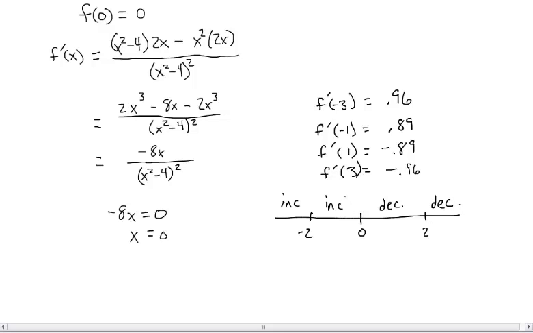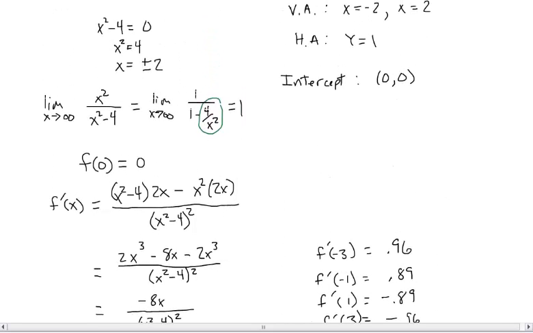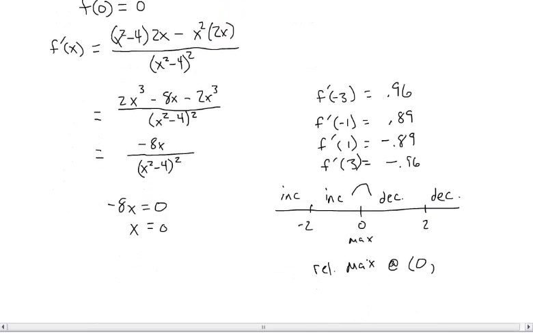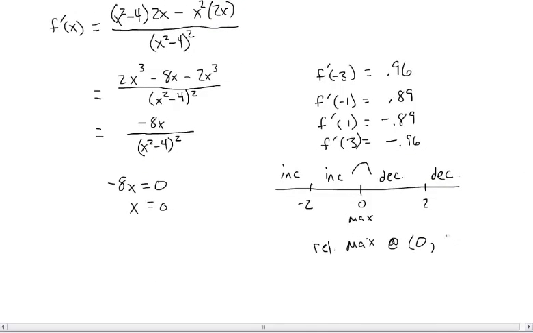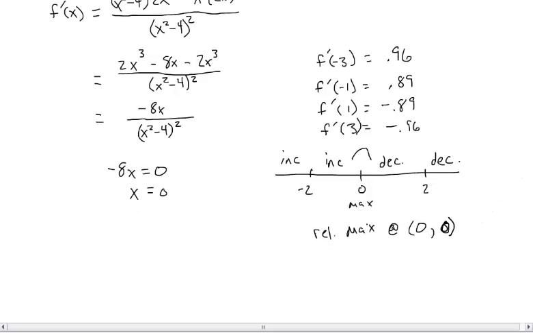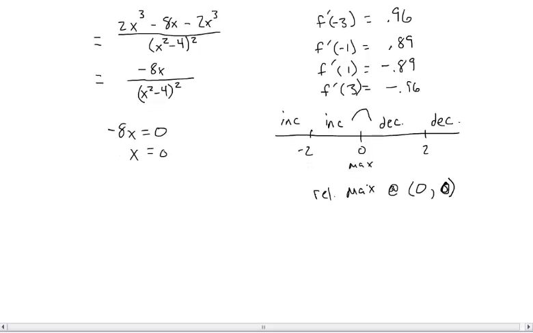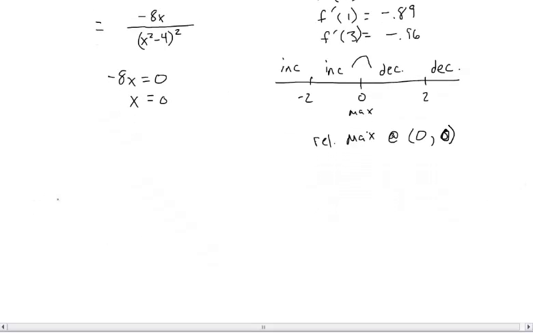So at 0, we're increasing and then we're decreasing. So here we have a max, a relative max. So we have a relative max at 0, and then we know what 0 is on our point. We found that there was an intercept at 0, 0. So this relative max is also at 0, 0. Alright. So now we need to do the second derivative test. So we're going to find f double prime of x.